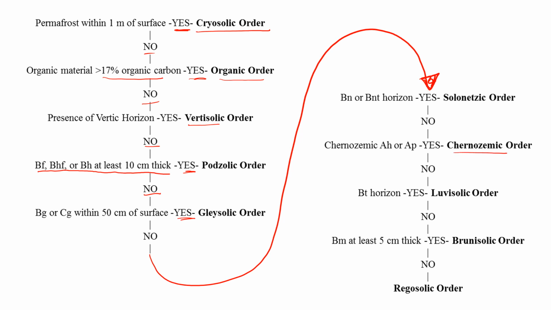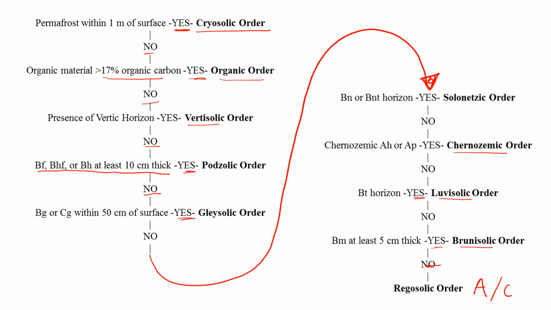If it's no, then does it have a BT horizon? If the answer is yes, it's a Luvisol. If the answer is no, does it have a BM at least 5 centimeters thick? If yes, it's a Brunisolic soil. And if no, then it's a Regosolic soil. And a Regosol is a bit different in the sense it's defined as an A over C. There's no B horizon in a Regosol.